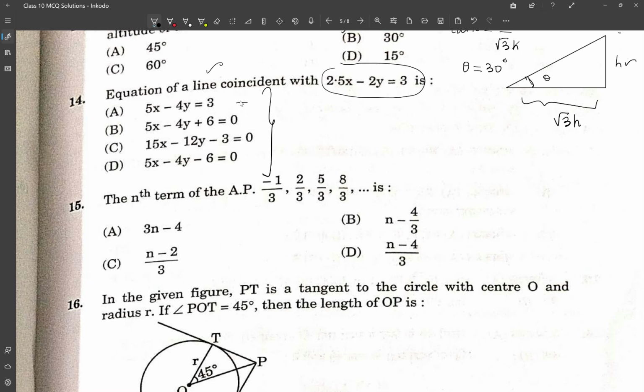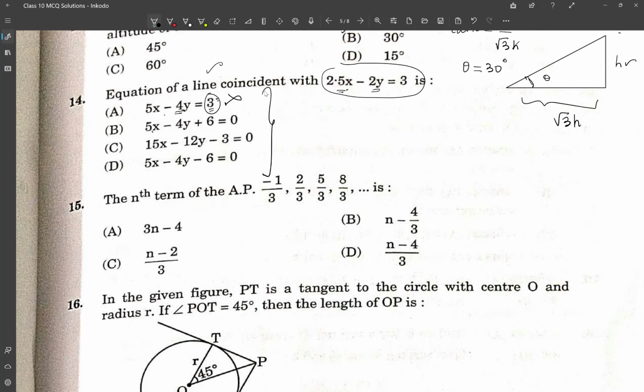What about this? 5x is 2 times of 2.5, minus 2y is 4y here. So it is also 2 times. The constant remains 3, it has to be 6. So option A is ruled out.